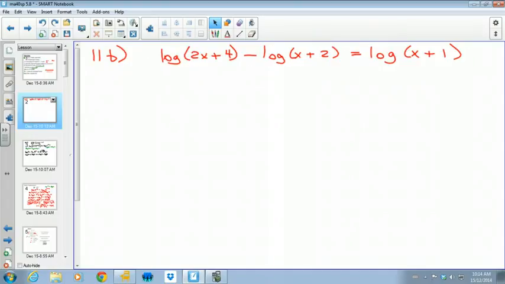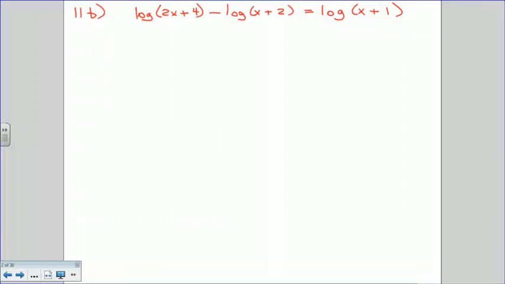Division law on the left? It's kind of telling you to do that, isn't it? That would work. So you wrote that as log base 10 of 2x plus 4 over x plus 2. And you left this expression on the right.